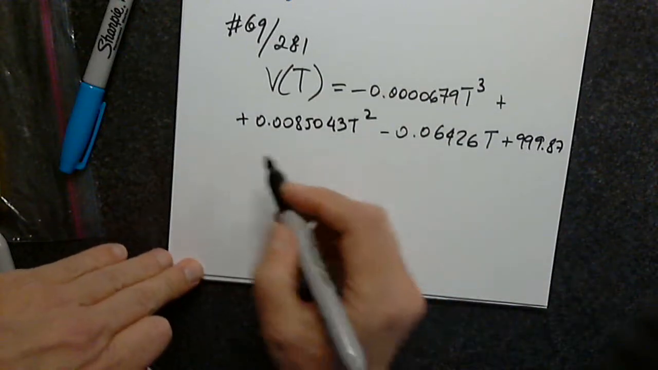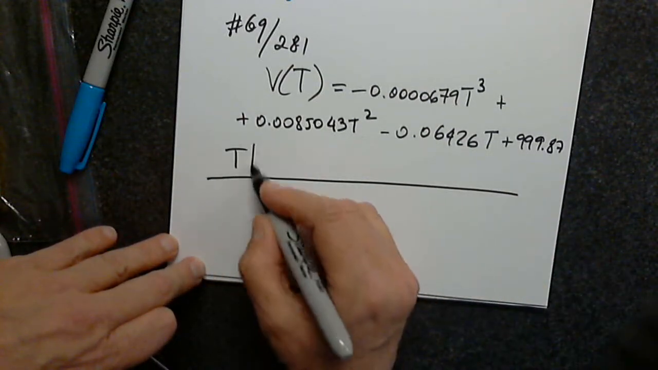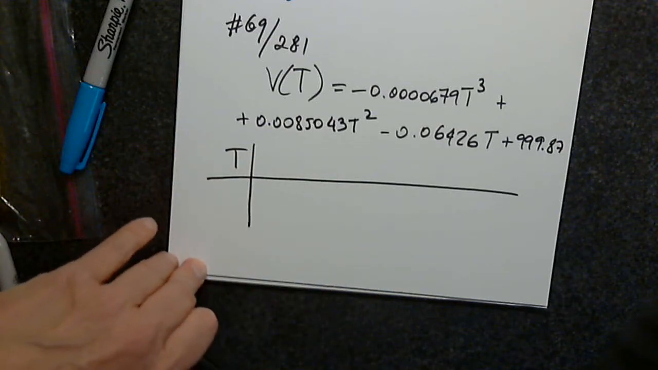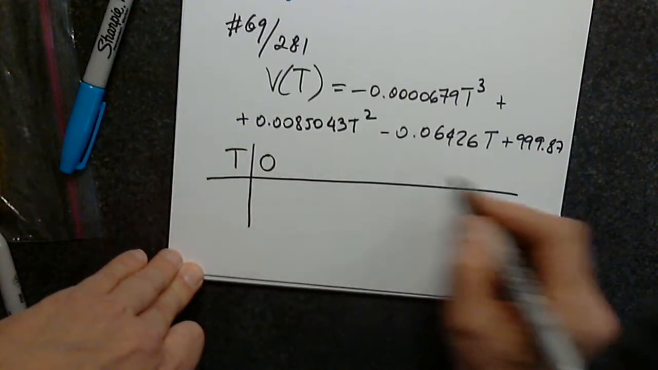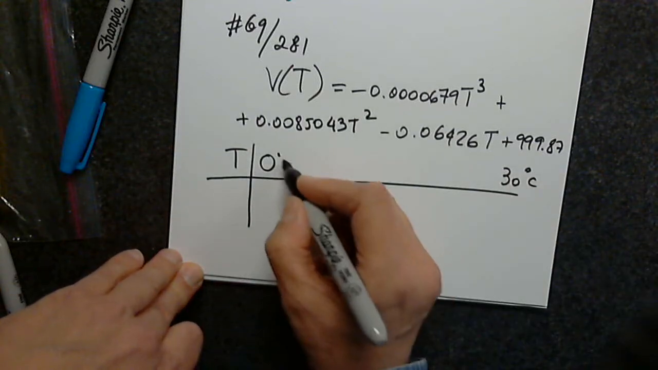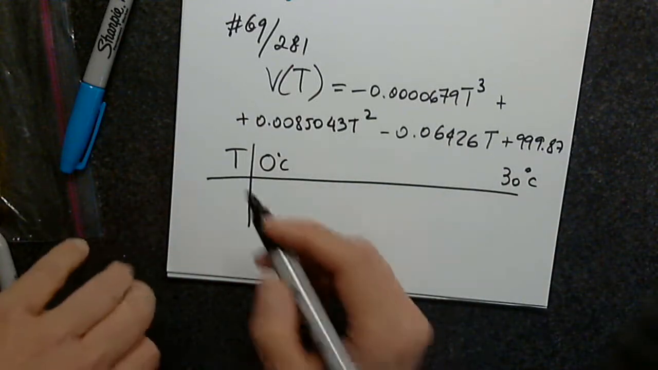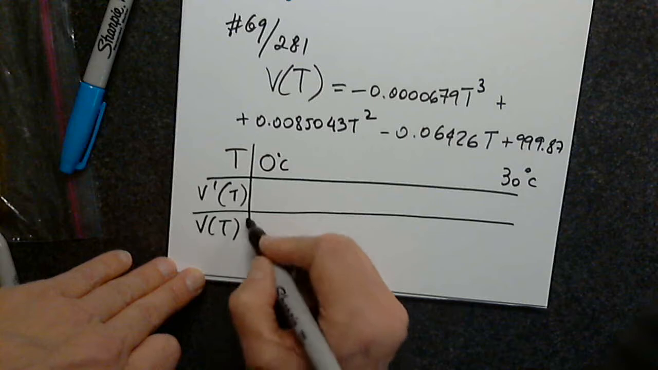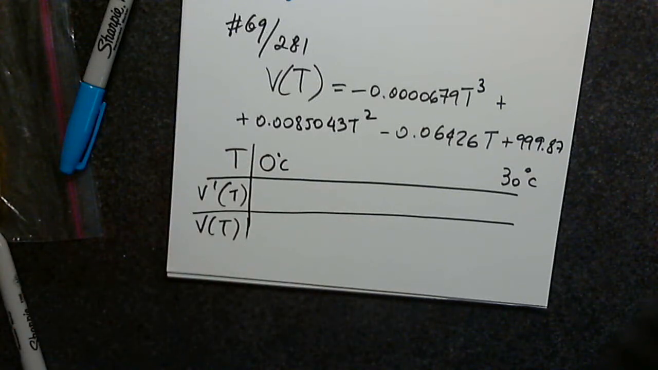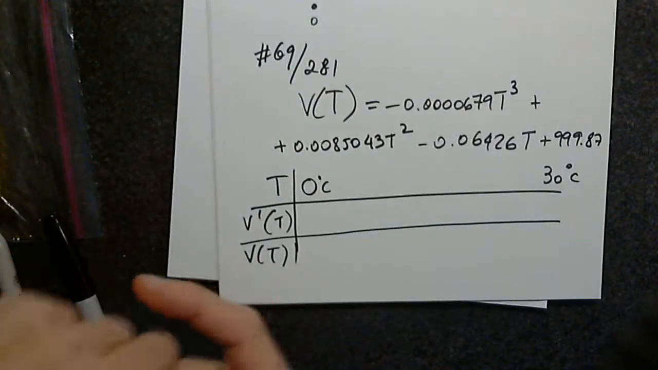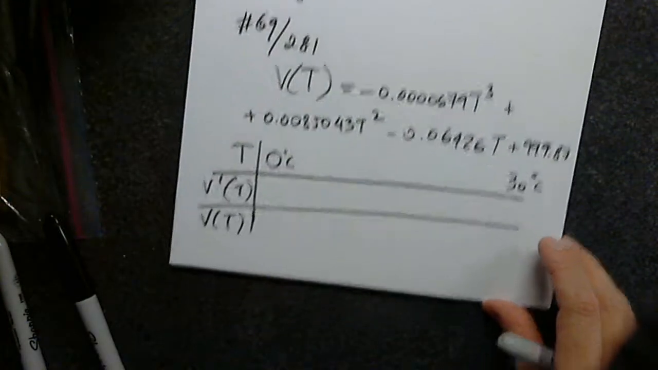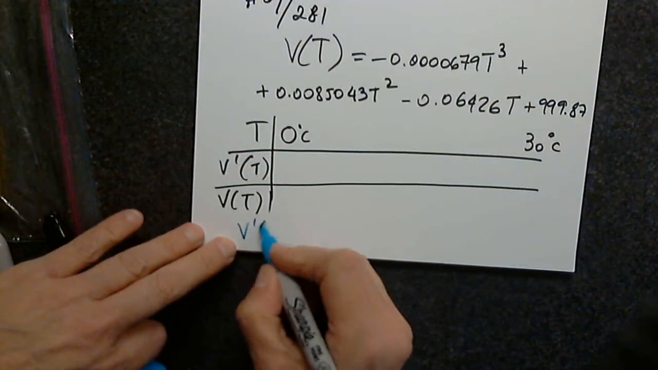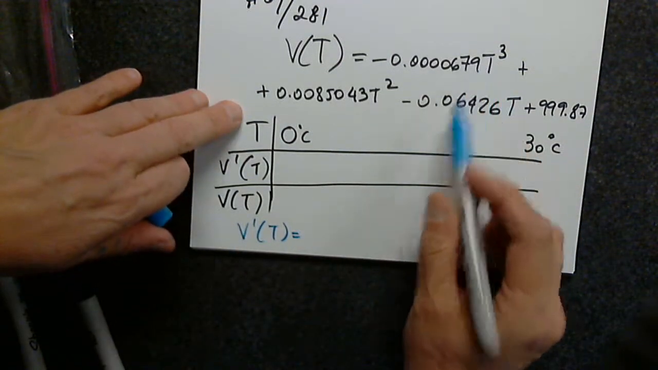I'll get my table going. The temperature, they say, is clearly between 0 and 30, and I have to make sure that I talk about 0 to 30. So then v prime of t, and this is v of t. So this is a typical example again of a function on a closed interval. So we are specifically told between 0 and 30. Okay, so let's find v prime, which, by the way, it's not friendly at all. So v prime of t is, okay.